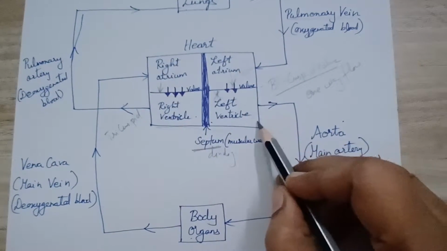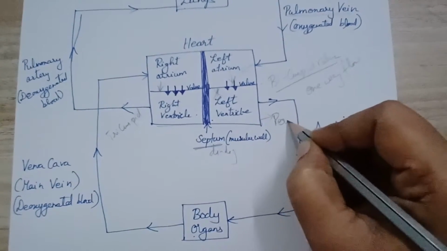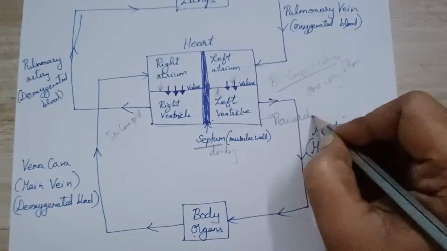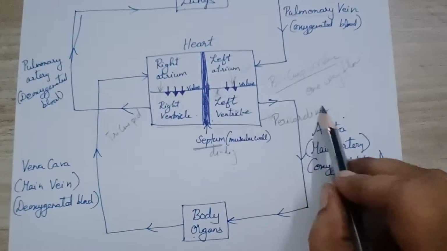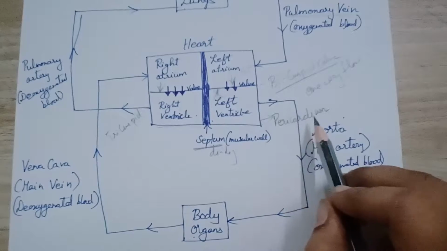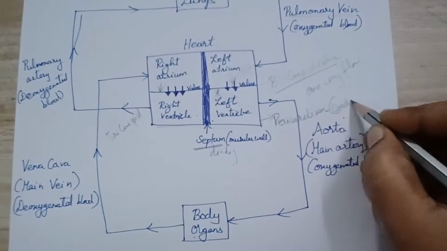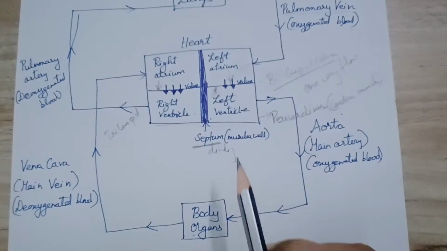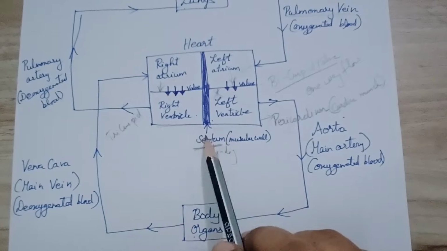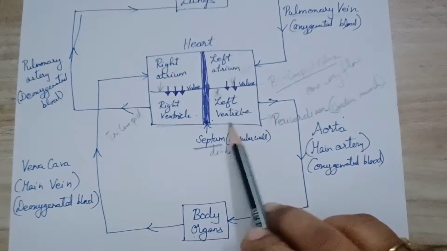Okay, and one more thing I forgot to say yesterday, this heart is enclosed in a muscle, right? This outer cover is called the pericardium. This muscle is made up of cardiac muscle. We have studied this in the 9th standard, right? So the heart is enclosed in a muscle called the pericardium.